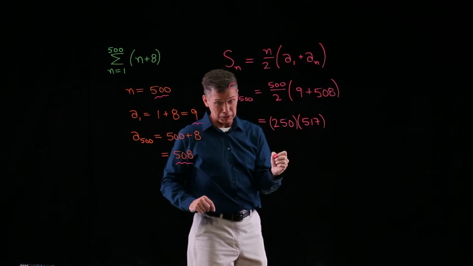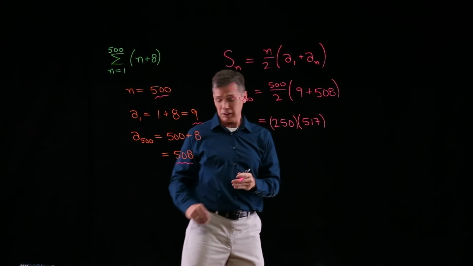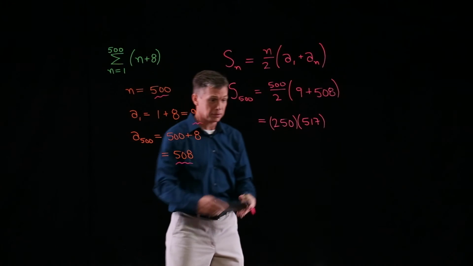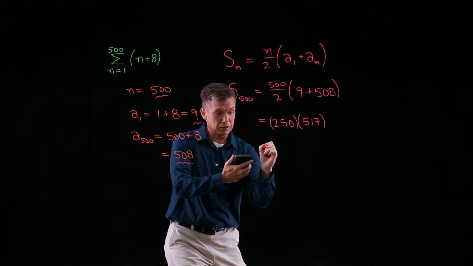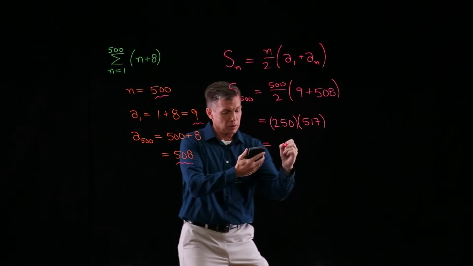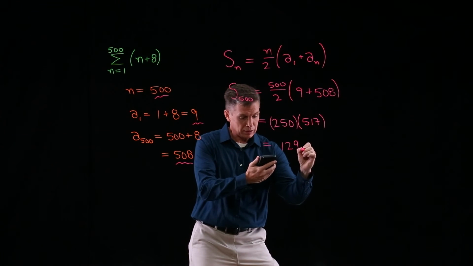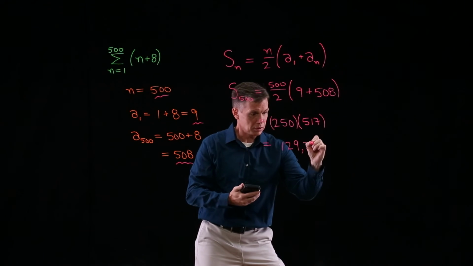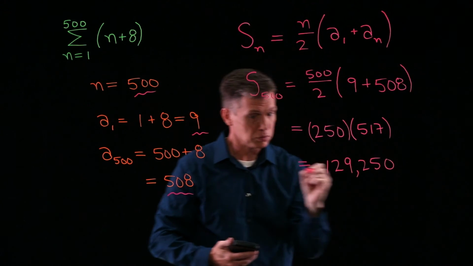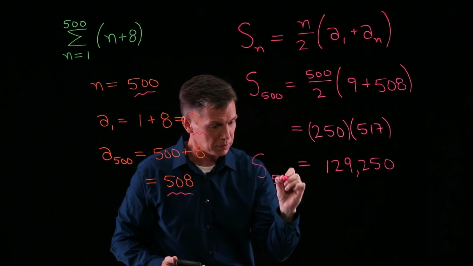But please don't think any less of me, I'm going to grab a calculator for that. 250 times 517. My calculator gives me 129,250 for my S sub 500.